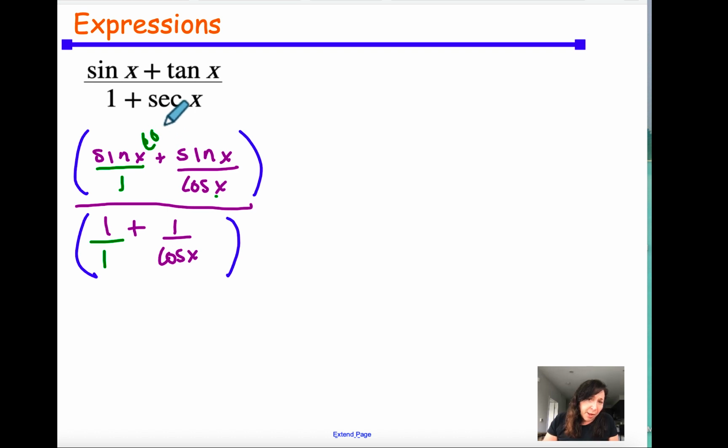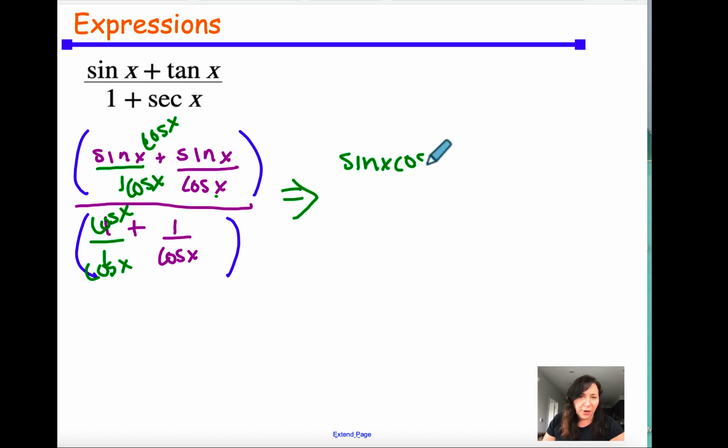So this I need to multiply by cosine of x over cosine of x, because remember, you can multiply by 1 but not change the actual equation or expression. And this is going to be, again, I'm going to multiply this by cosine of x over cosine of x. So I'm not going to use equal signs, I told you that, but I am going to use a forward arrow to remind myself progression, not an equal sign. So what I now have on the numerator is sine of x, cosine of x, plus sine of x.